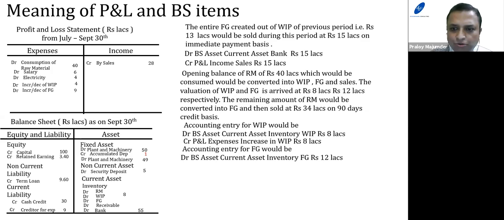Similarly, for finished goods, we see the same entry. So here 12 will come. Now these 12 will become credit. So 9 minus 12, minus 3 will come. So that is basically, if you look at it, minus 3 has come.